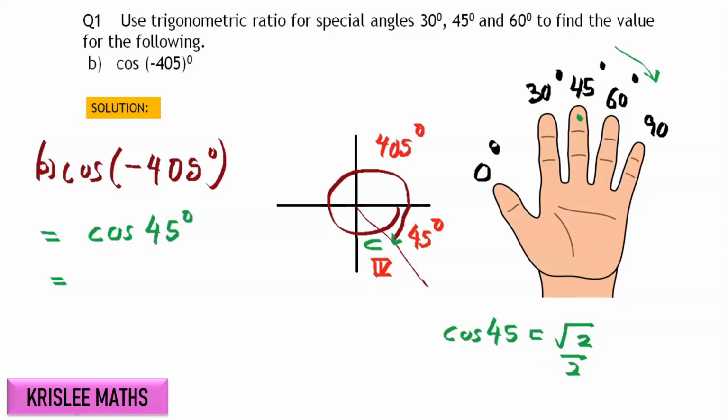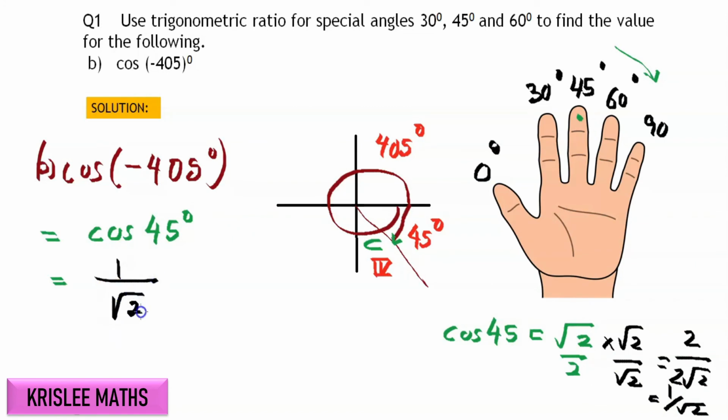Now this one you have to simplify. So times square root of 2 over square root of 2. Square root of 2 times square root of 2, you will get 2 over 2 square root 2. Simplify this, you get 1 over square root of 2. So cos 45 equals 1 over square root of 2. So this will be your final answer.